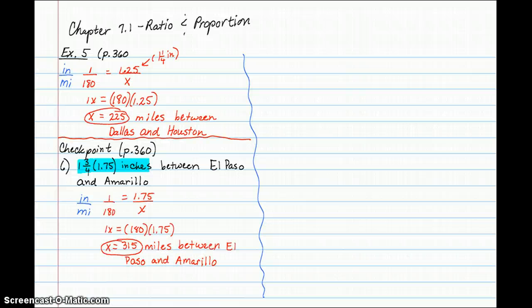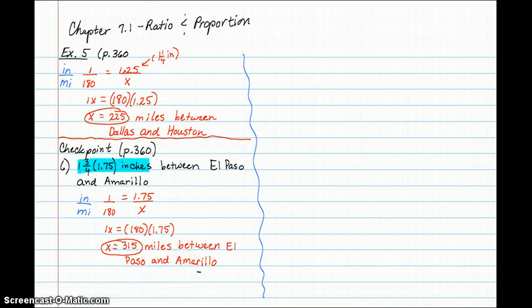Okay, when you use the cross product property, 1 times x is 1x. You have 180 times 1.75. When you put that in the calculator, you're almost at 2, because 180 times 2 would be 360 miles. You know it's a little bit less than that. You end up with x equaling 350 miles between El Paso and Amarillo, Texas.